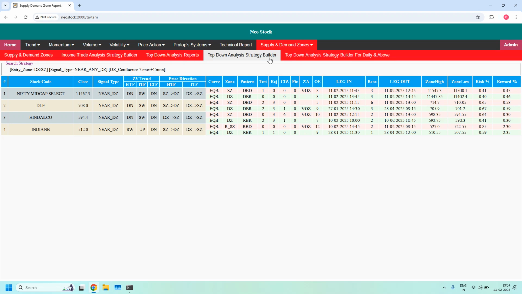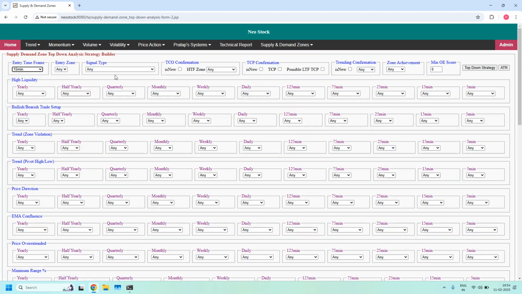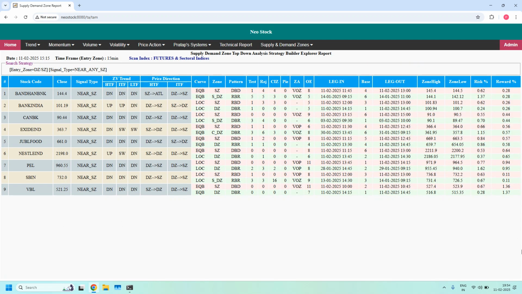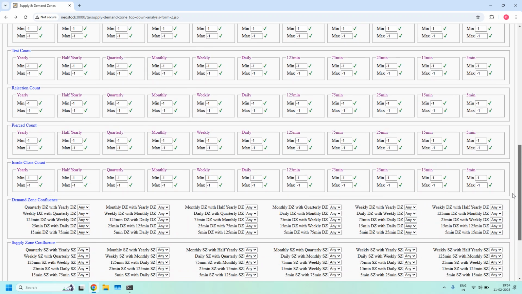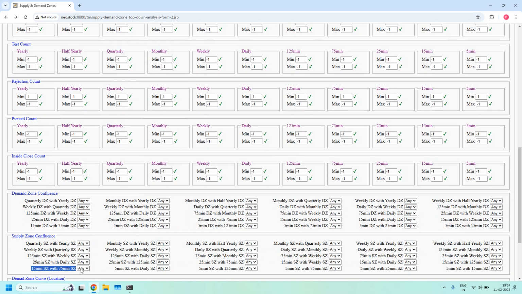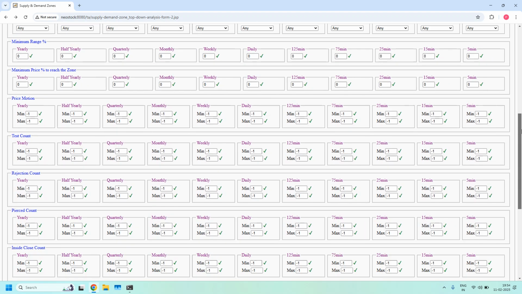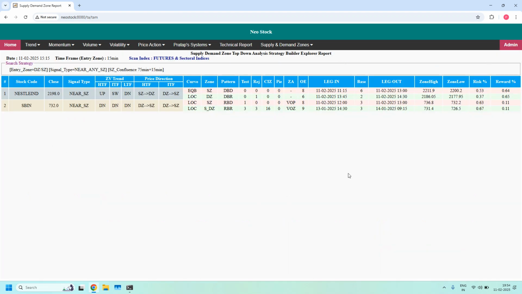Okay, next, for 15 minutes time frame, stocks near 15 minutes supply zone, we got 9 stocks. Out of these 9, how many supply zones are having a zone confluence with ITF time frame? That is 15 minutes supply zone confluence with 75 minutes supply zone. I am enabling the filter. With this filter, we got 2 stocks. That means these two 15 minute supply zones are overlapped with 75 minute supply zone. So this is about 15 minutes time frame.